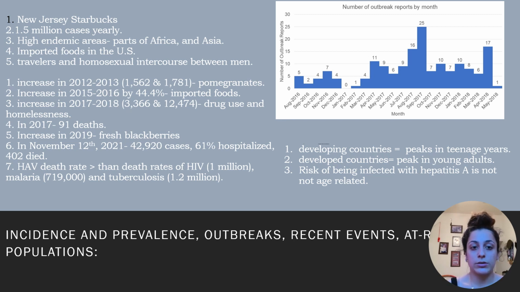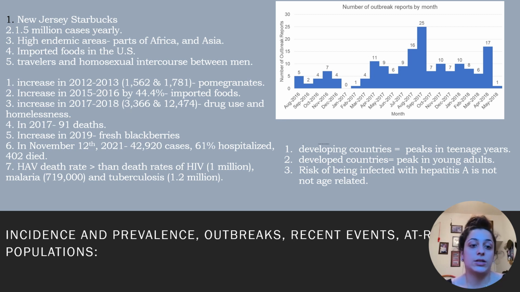There's also an increase in the chances of adults acquiring hepatitis A if they travel a lot or if there's homosexual intercourse between men. So, following a decline in the incidence of hepatitis A cases, there was a spike once again in 2012 to 2013 with 1,500 and 1,700 cases. This was primarily due to the consumption of imported pomegranates from Turkey.